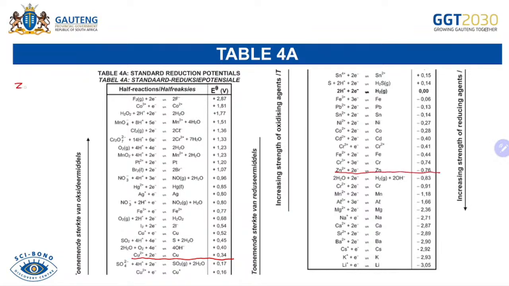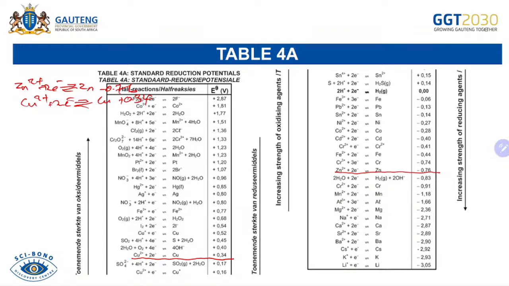It says zinc 2 plus plus 2 electrons forms zinc, and we said this is negative 0,76. And we are saying copper 2 plus plus 2 electrons forms copper, which is positive 0,34. Now, the question is asking why zinc is not the one that is formed.